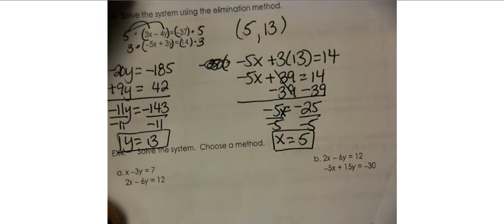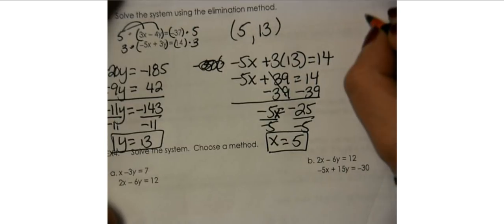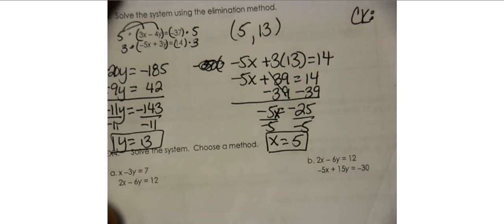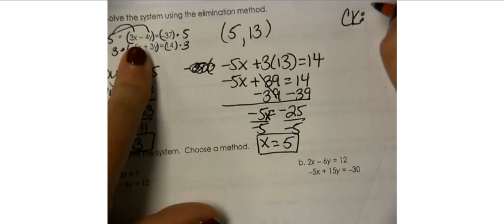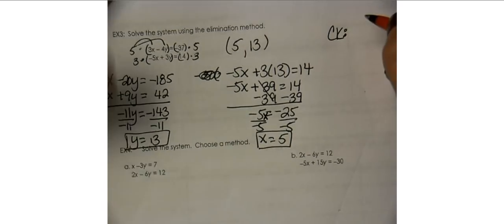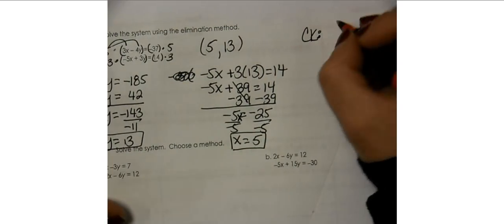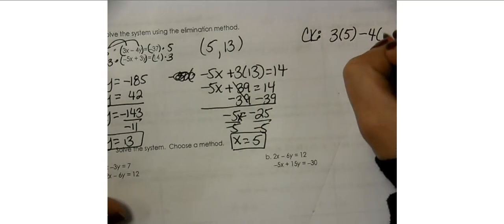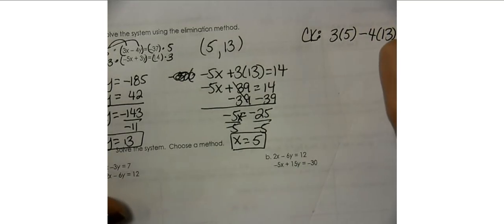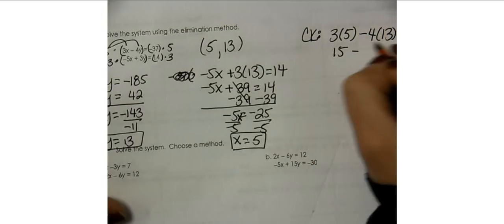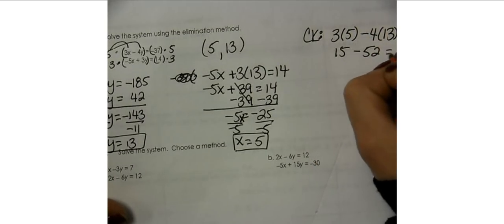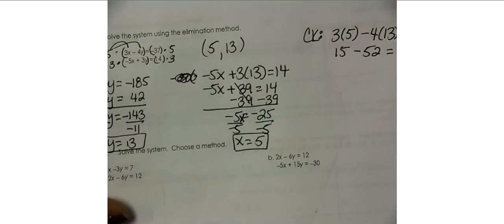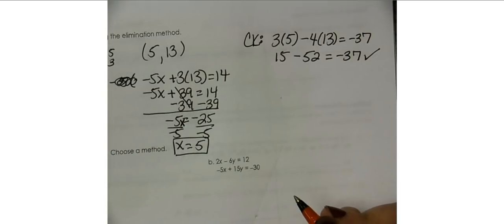And now we need to check our answer. So I'm going to plug (5, 13) back into each original problem. And I'm going to write 3 times 5 minus 4 times 13. Does that equal negative 37? Is 15 minus 52 equal to negative 37? Well, if you need to get out a calculator to verify that, you're welcome to. But it actually does.